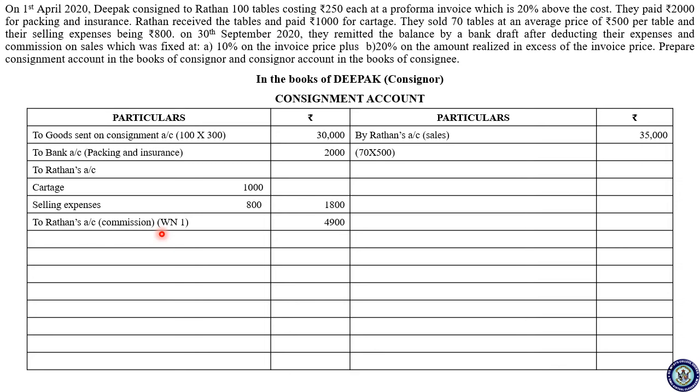Now, before writing the closing stock, that is consignment stock, whenever there is an invoice price, whenever there is a loading, then you have to adjust that loading. So here it is consigned at 300, the actual cost is 250. So the 50 is the loading. First you have to adjust the loading from the goods consigned. So credit side, by goods sent on consignment account, that is loading 50 into 100, that comes to 5,000.